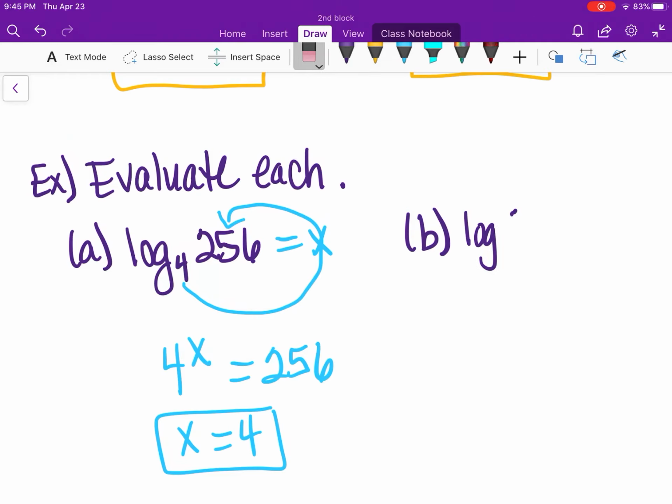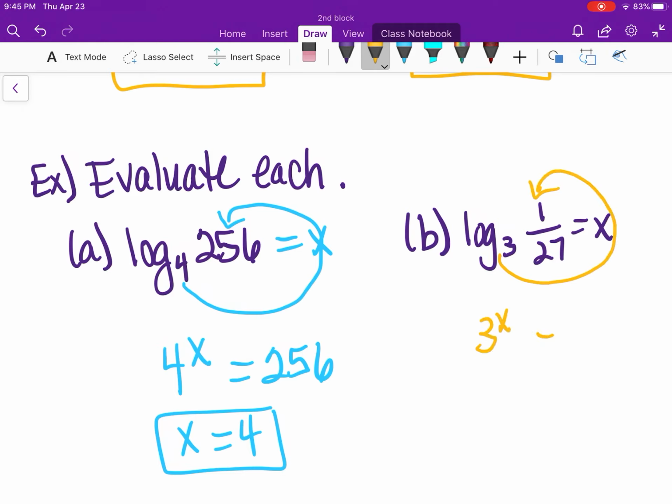Then the next one, log base 3 of 1 over 27. Okay, so take a second to set up the curly fry on that one. Okay, so we have 3 to the x equals 1 over 27.